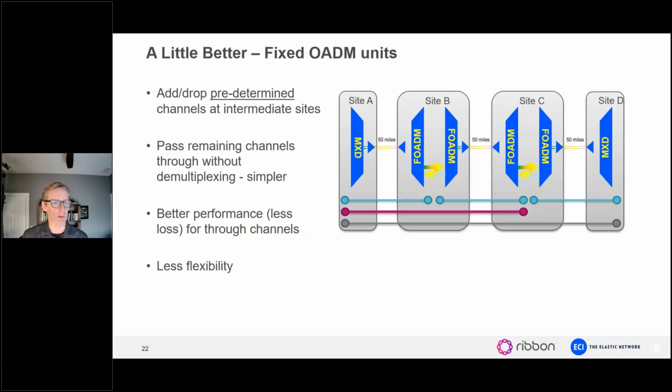So with a little better improvement, there was something called these fixed OADM units, or the FOADM that we talked about earlier. In this case, the FOADMs will allow you, like at site B and site C, to add and drop predetermined channels at those intermediate sites, and it will pass the remaining channels through without demultiplexing. So it's simpler. You get lower loss for the stuff that goes through, but you still kind of have to know ahead of time which wavelengths I'm going to drop at B and which wavelengths I'm going to drop at C, and there's still some manual operations involved, and it's less flexible. But a lot of people have done that.